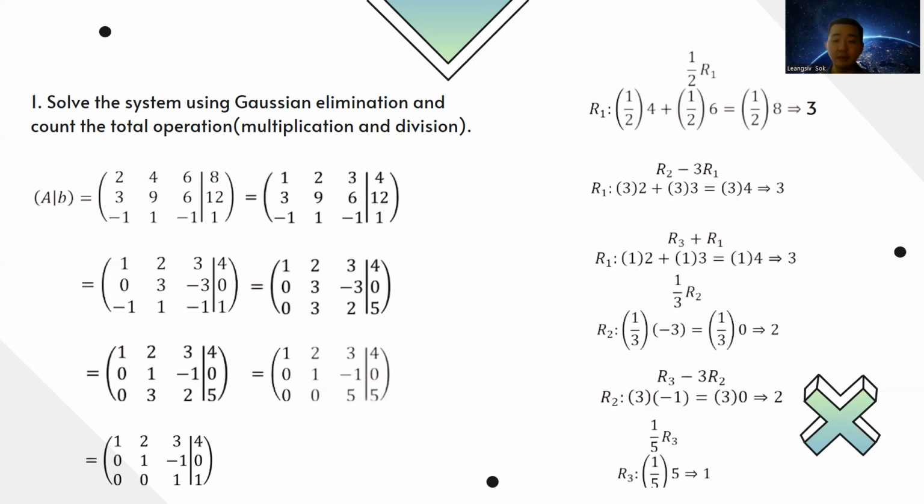And the last step, we take row 3 times 1 divided by 5. We don't take the first and second column of the third row because the first column is 0 and the second column is also 0. The third column we also don't take because it is a pivot. We take only the fourth column: 5 times 1 divided by 5 is equal to 1. So in this Gaussian elimination, there are 14 operations.